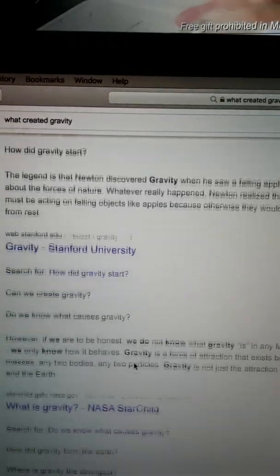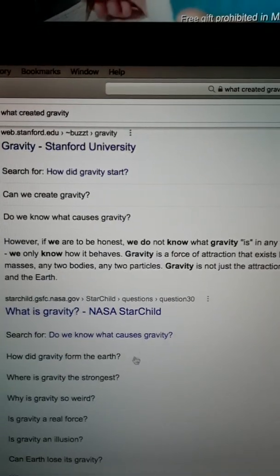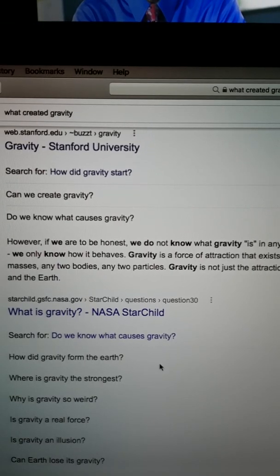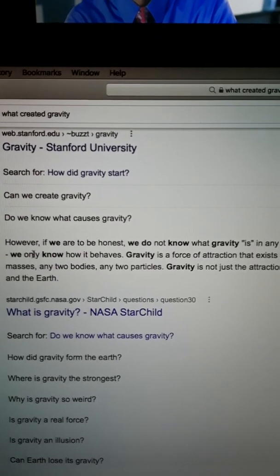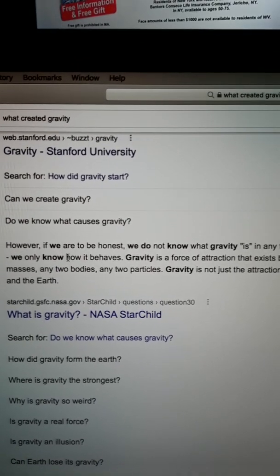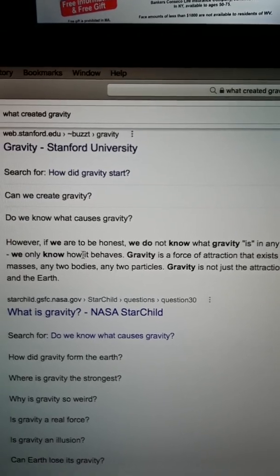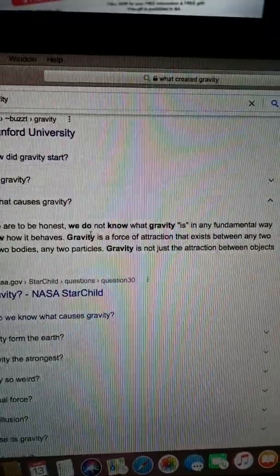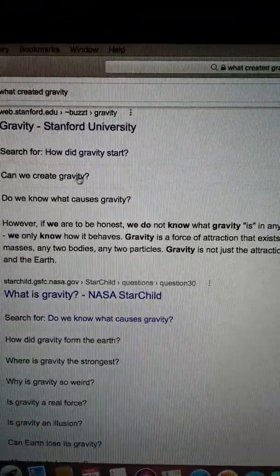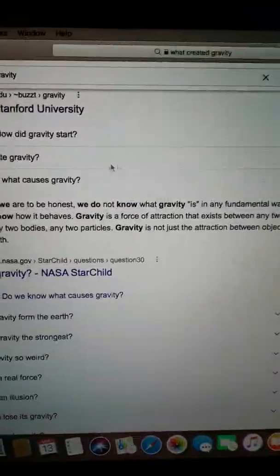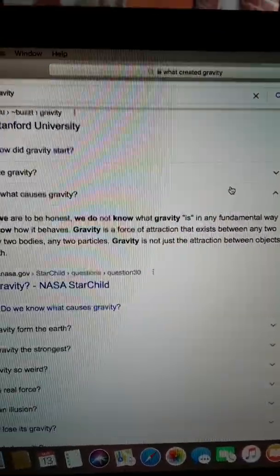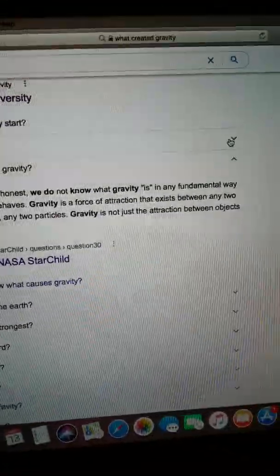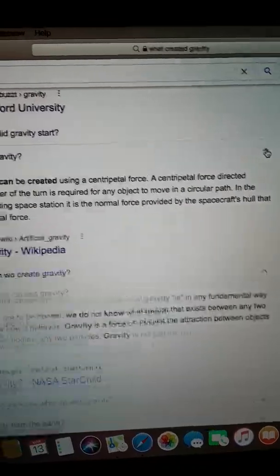But no matter what version of gravity they want to postulate, to be honest, they have to say, however, to be honest, we do not know what gravity is in any fundamental way. Now, can we create gravity? That'll be interesting. How can you create what you just admitted you don't know what it is?